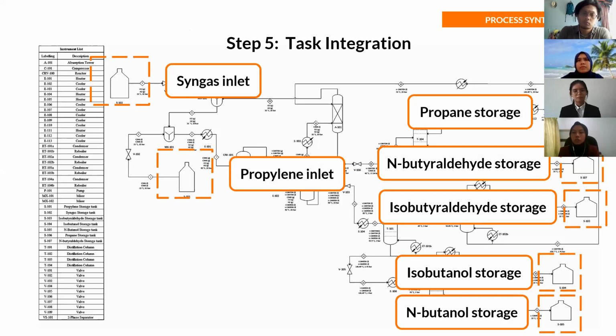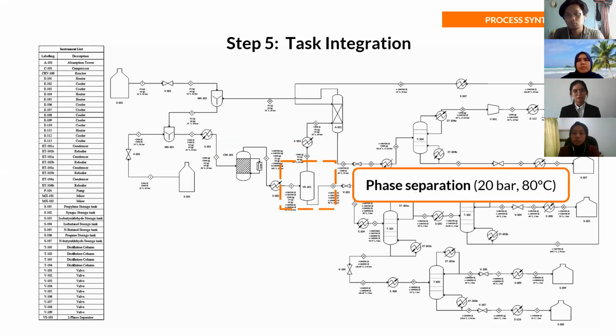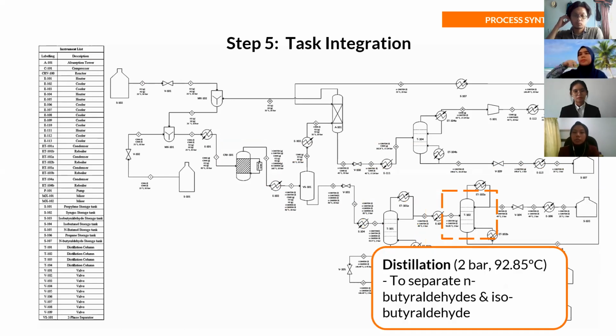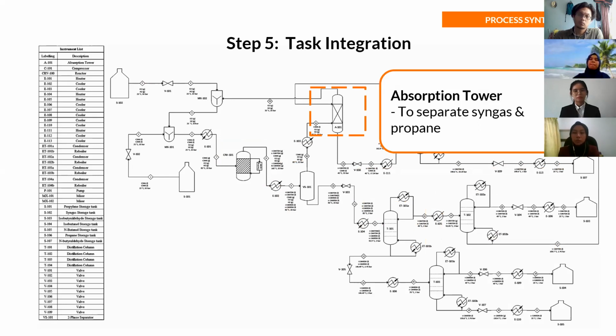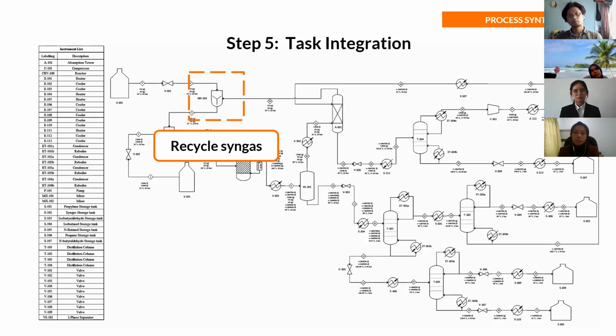All of the storage tanks have their own conditions according to their chemical properties. Next is the reactor condition, which is 20 bar and 80 degrees C. The phase separator condition is also 20 bar and 80 degrees C. All the distillation columns have their own purpose and own temperature and pressure. The temperature and pressure of the distillation columns have been calculated manually by using the distillation column algorithm. The absorption tower is to separate syngas and propane. And last but not least is the mixer. The purpose of this mixer is to mix the recycled syngas and the fresh feed syngas.